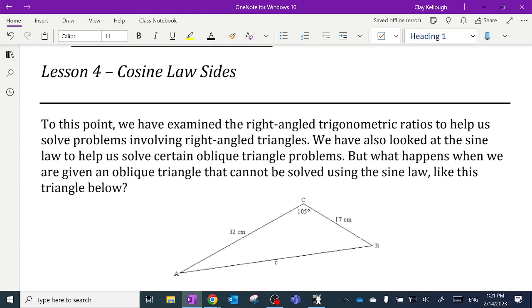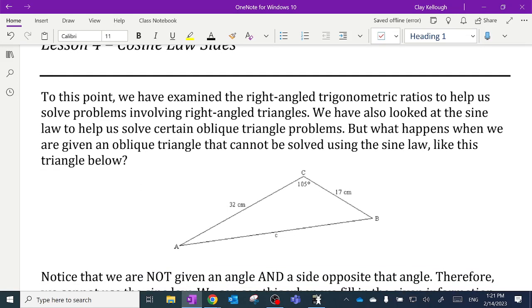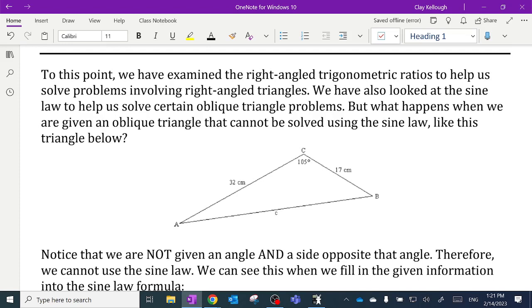So here's how cosine law works. To this point, we've examined right-angle trigonometry, right? We did SOHCAHTOA for a class or so to help us solve problems with right-angle triangles. And then we looked at sine law to help us solve certain oblique triangles. Okay, I'm gonna go off the notes here just for a sec.